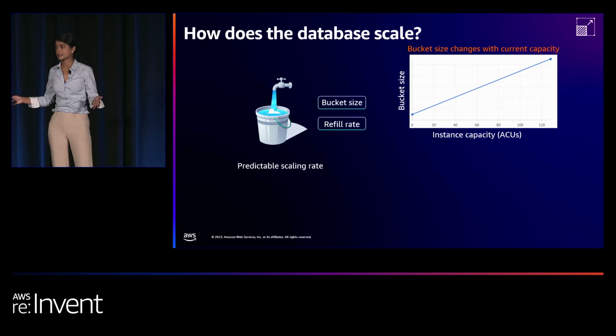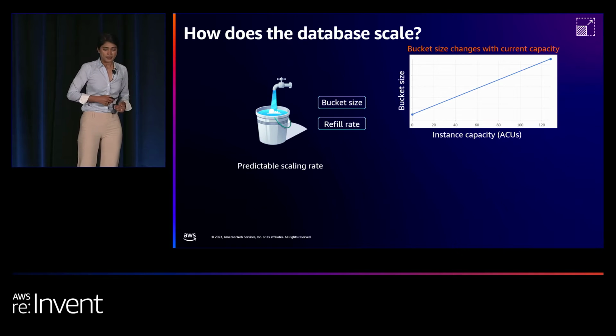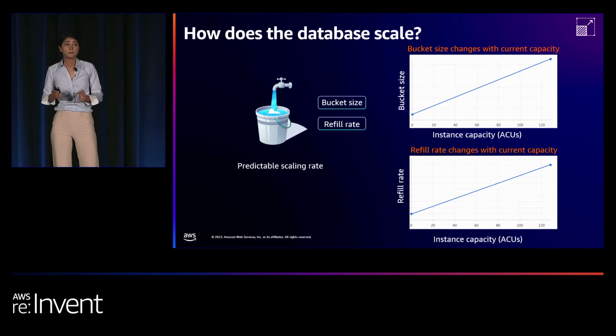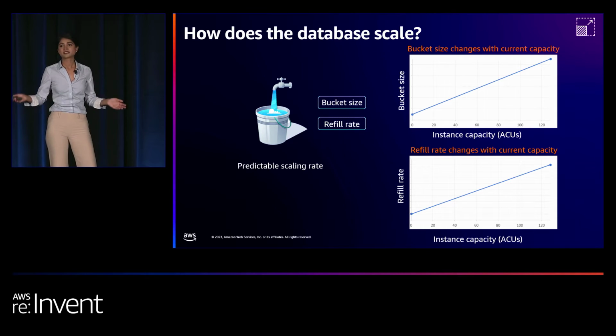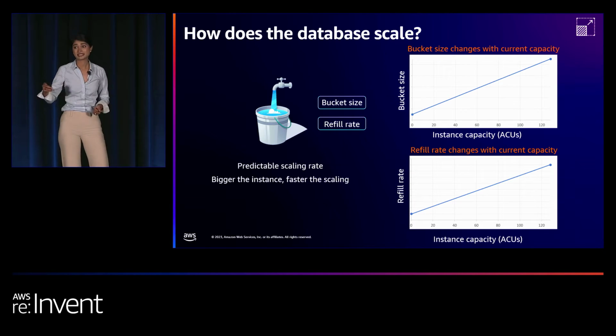So the bigger the instance capacity, the bigger the bucket size will get, so it can scale instantly more. And the same goes for refill rate too. It has a very similar trend: the bigger the instance size, the faster the refill rate that you get. And with all of that, it makes sure that the bigger the instance size, the faster your database can scale.